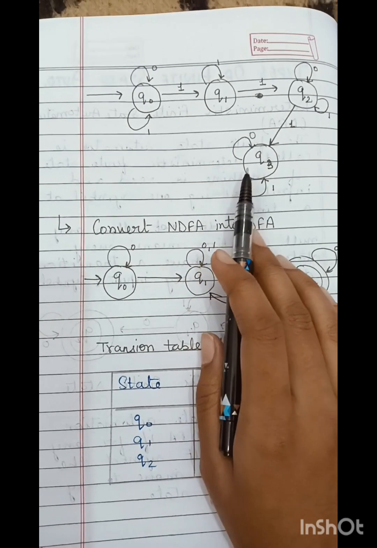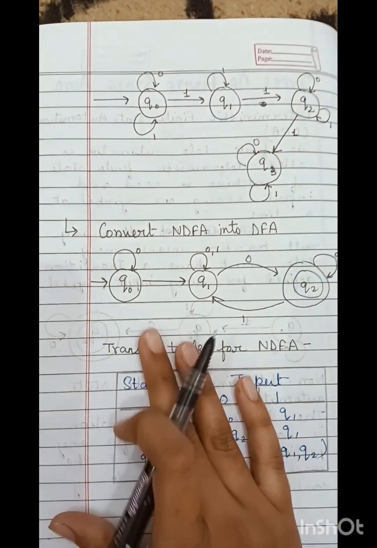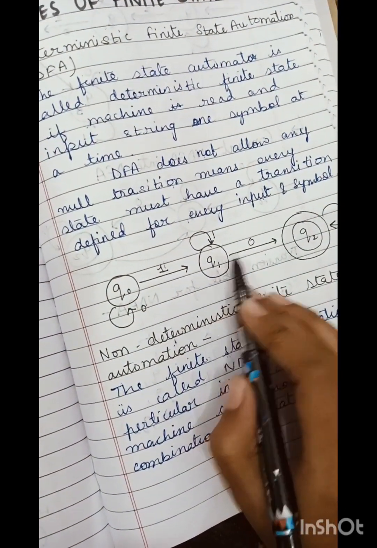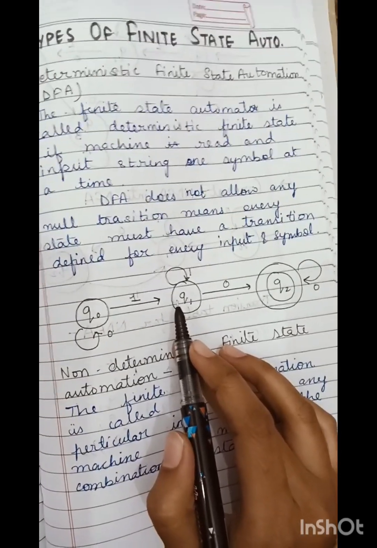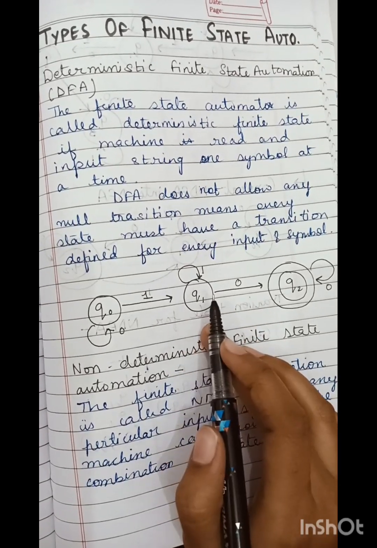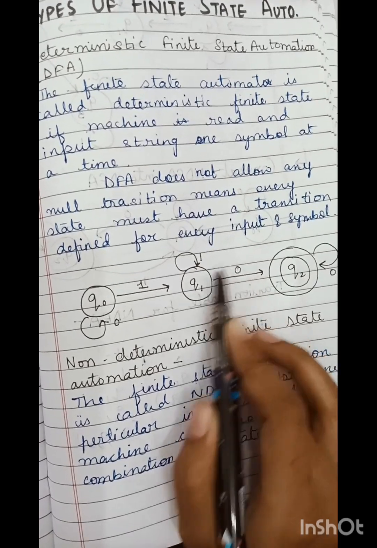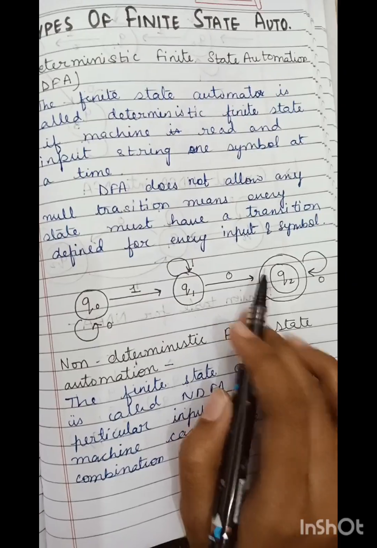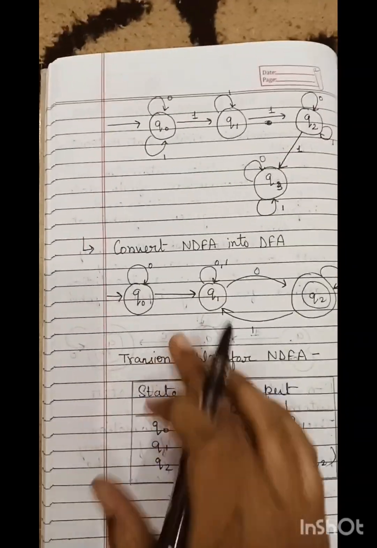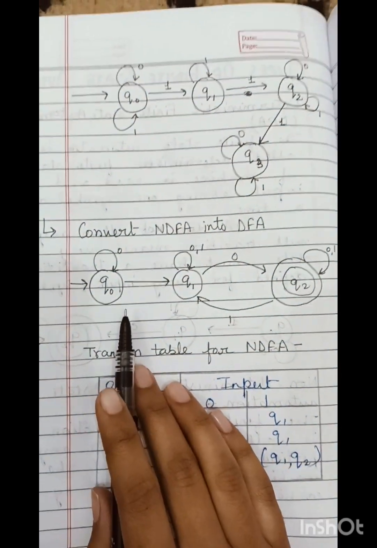Now the next thing will be to convert the NDFA into DFA. And one more thing, in a DFA no null transition is allowed. That means a transition must take place. It cannot be denied for any input. So if any input is given, there will be a transition. There is no possible case where no transition takes place. Now we will convert this NDFA into a DFA.